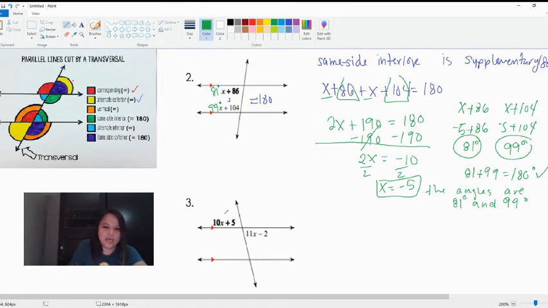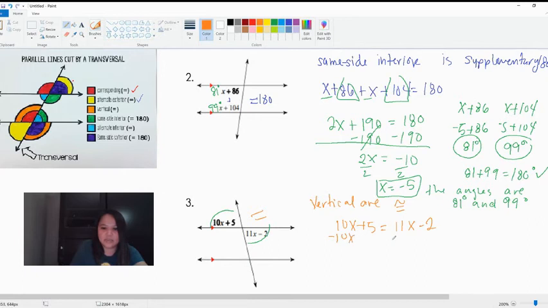Let's take a look at this example here. If I look at the angles, you can see just by looking at it, they're across from each other. They're intersected by two lines and they're across. So we know that it is vertical. So if it's vertical, we know that vertical angles are congruent. So that means it's equal. So we have 10x plus 5 equals 11x minus 2 because they are equal. And we're going to go ahead and solve for that.